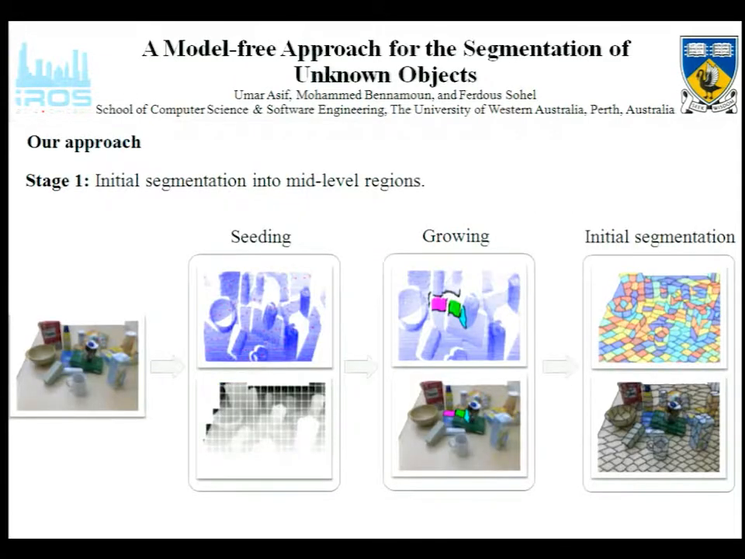Our approach can be split into two main stages. In the first stage, we generate an initial segmentation of the scene into mid-level regions. Specifically, the algorithm starts from a seeding step where initial region centers are seeded on an unlabeled point cloud. Next, we grow regions from these seed centers by collecting points from the local neighborhoods, which are similar in terms of their surface normal orientations.